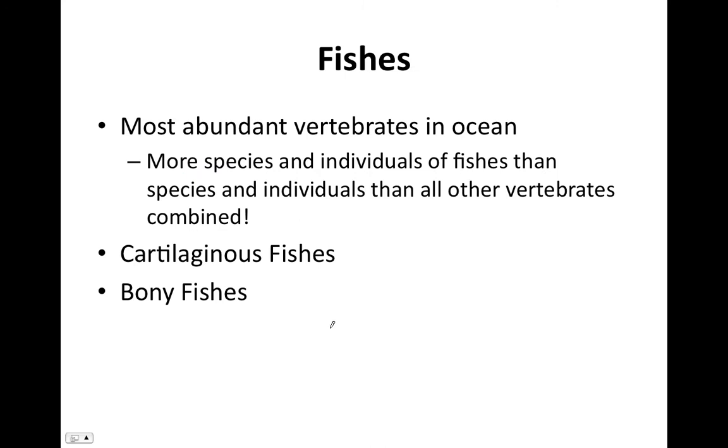Fishes, they are the most abundant vertebrates in the ocean. So there's more species and individuals of fishes than species and individuals of all other vertebrates combined. That includes mammals, reptiles, birds, and amphibians. And there's two groups of fishes, cartilaginous fishes and bony fishes.